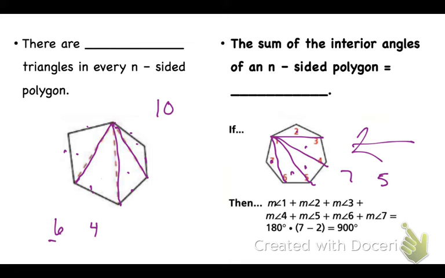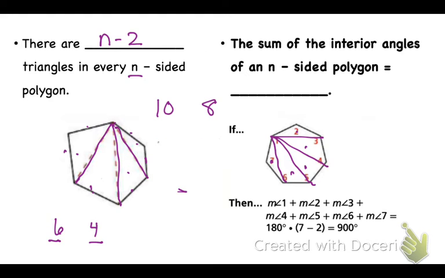I had 6 sides, 4 triangles. 7 sides, 5 triangles. 8. If I had 12 sides, how many triangles? 10. How are you guys doing that? Subtract 2. Taking the number of sides and subtracting 2, yes? And it says n-sided, so n is the number of sides, right? So we need to put n minus what? 2?